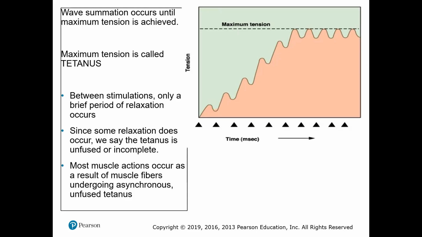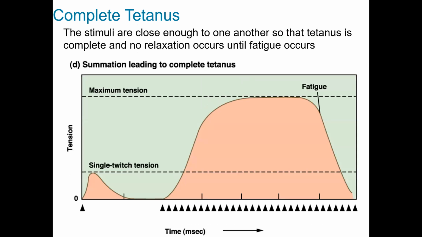We call this tetanus, not like the disease, but this is tetanus. The muscle is reaching its maximum level. Now, if we can increase the stimulus even more, we will have complete tetanus. When we have a relaxation dip, we call this incomplete tetanus. If we increase the stimulus, then we get what's known as complete tetanus. The muscle has maxed out.